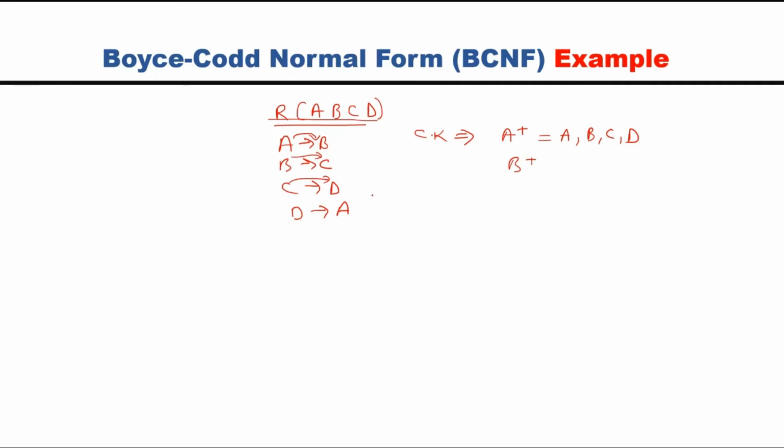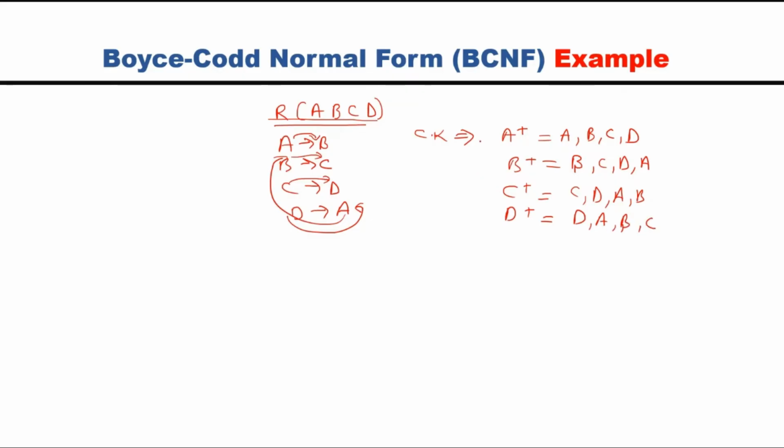So B plus also, because D is again determining A, so B plus would be B, C, D, and A, right? And then if you are trying to find out C plus, C is determining D, D is determining A, and A is determining B, and B is determining C. So what you will have is C, D, and then A, B. Similarly, you would have D plus, which would be equal to D, A, B, and then C.